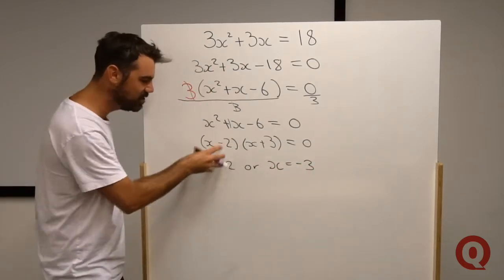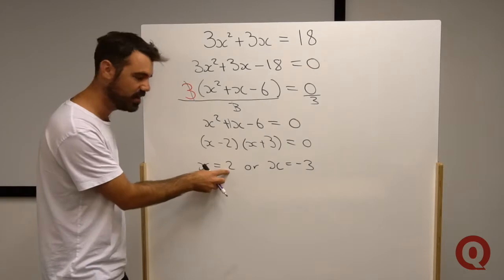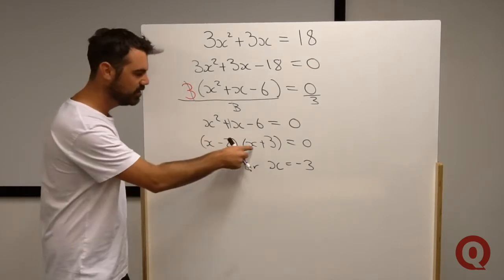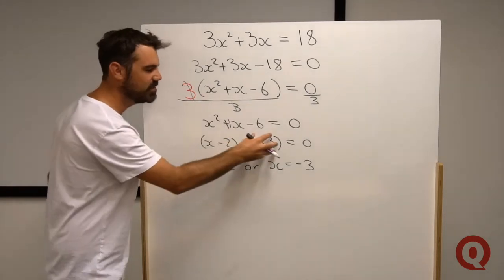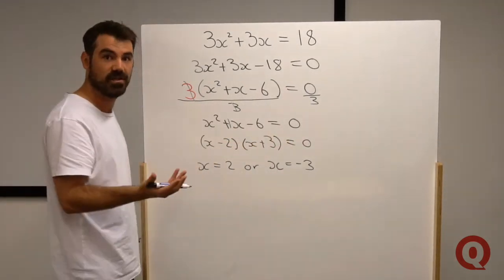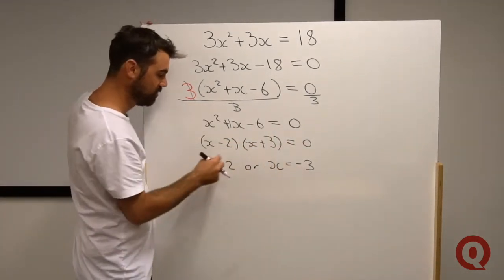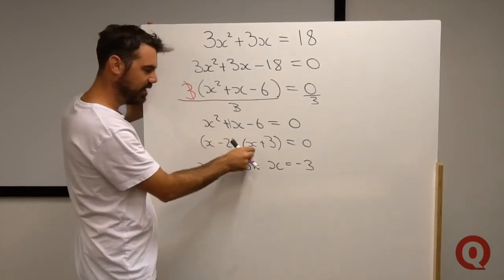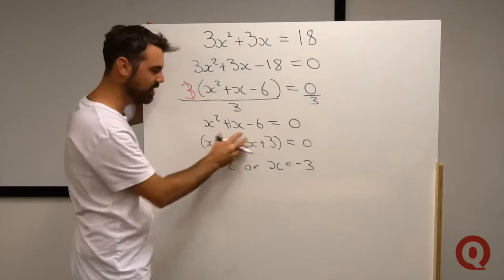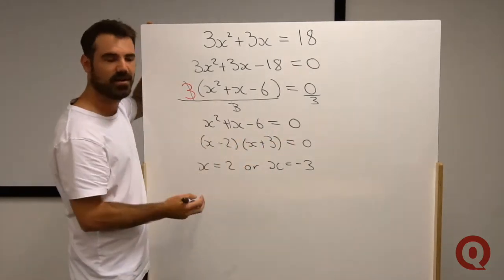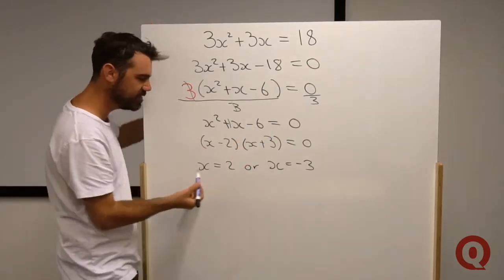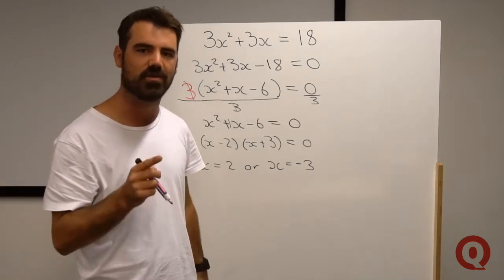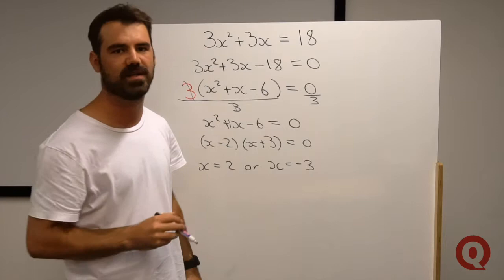Why? Because if I substitute 2 in, this bracket is going to become 0, because 2 minus 2 is 0. 2 plus 3 is 5, but 0 times 5 will give me the 0. Using the other one, I've got negative 3. Negative 3 minus 2 is negative 5. But this bracket here, negative 3 plus 3 is 0. When I multiply them together, I'm going to get 0. So these are my two solutions. x is equal to 2, or x can be equal to negative 3. That's why it's a quadratic. Two solutions to my sum.